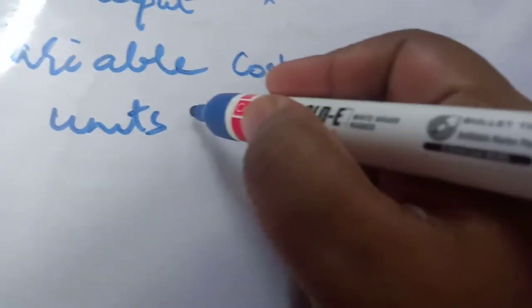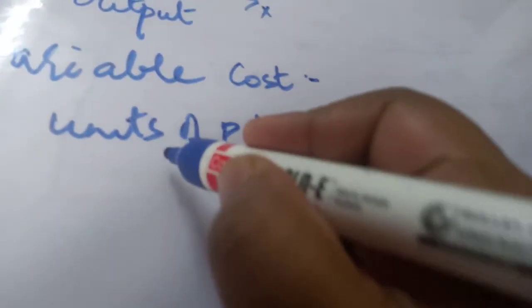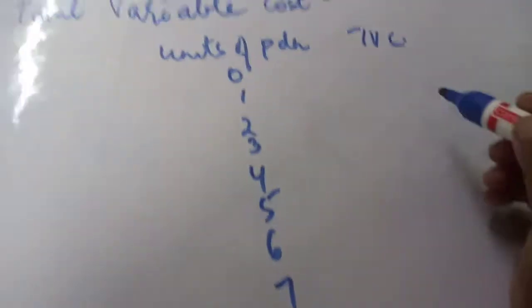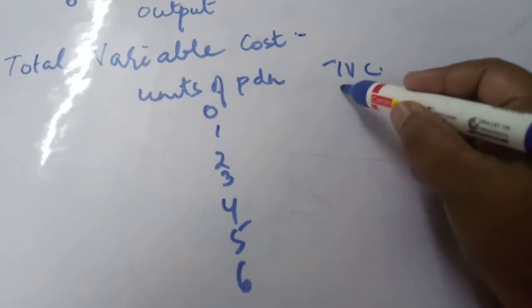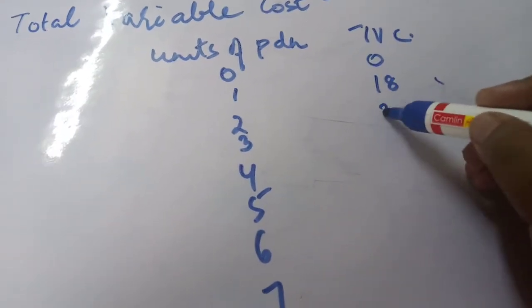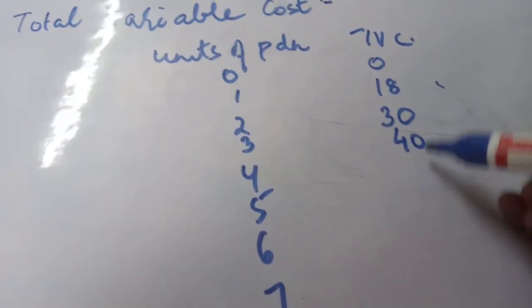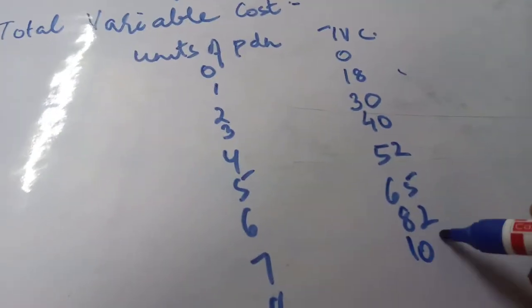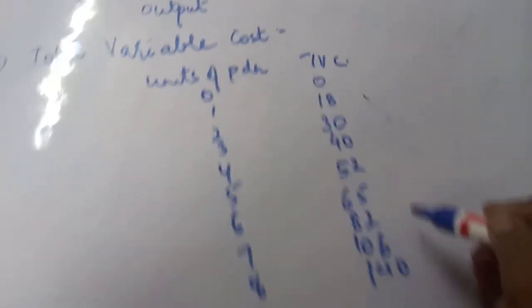Okay, so I'm going to give you a schedule, units of production and total variable cost. So 0, 1, 2, 3, 4, 5, 6, 7, 8. If you don't produce anything, you will not incur any variable cost. But as you increase the level of output, your variable cost will increase. I hope you can see this.